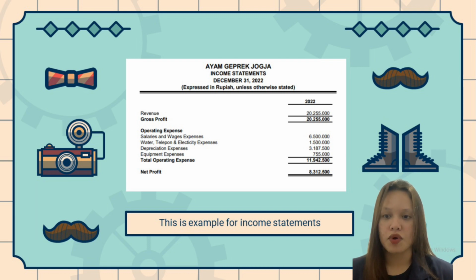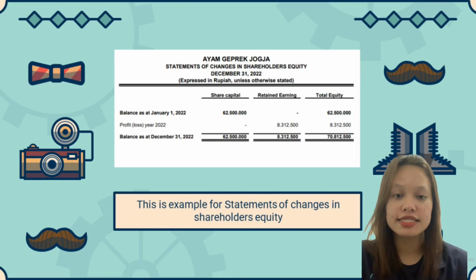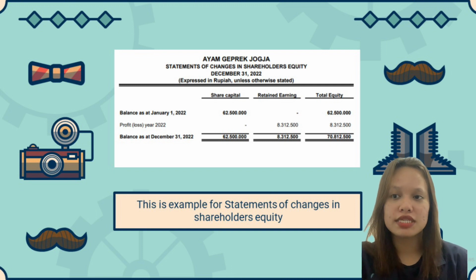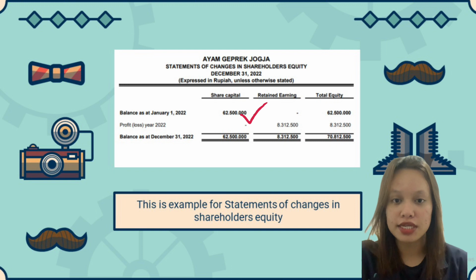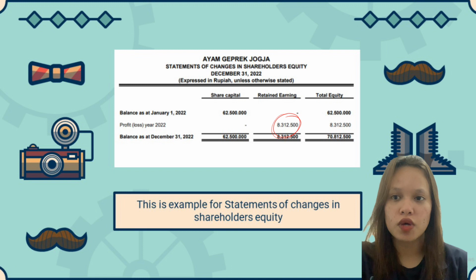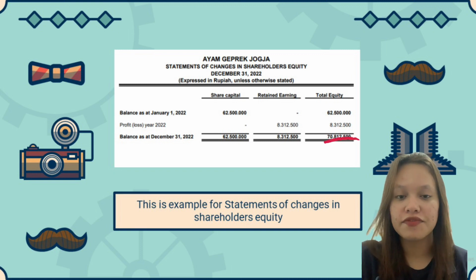And the grand total, net profit of Ayam Geprek Jogja, the gross profit reduced by the operating expense, is 8,312,500. This is an example for the statement of changes in shareholders' equity. Share capital in that year amounted to 62,500,000 rupiah. Then there is a profit of 8,312,500. So the total is 70,812,500.